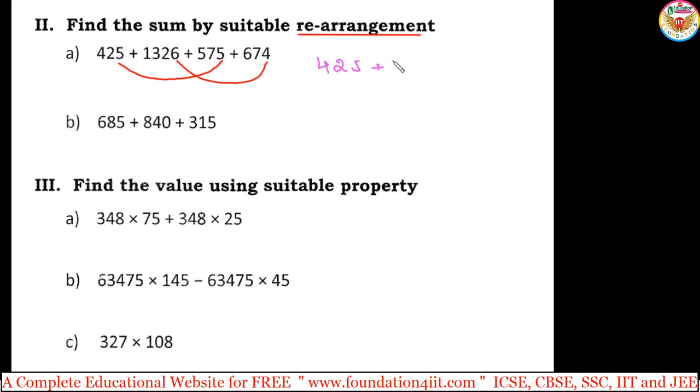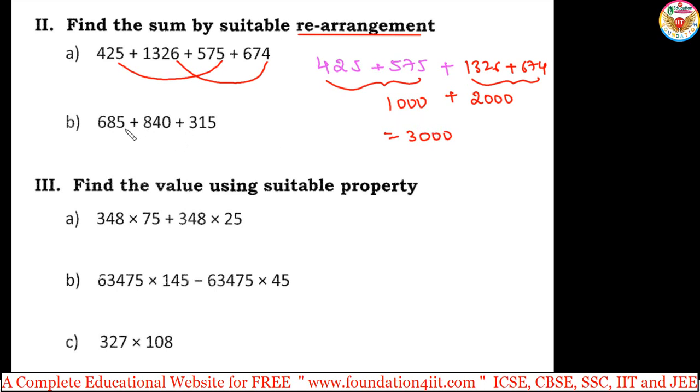That is 425 plus 575 is one set, plus the next one, 1326 plus 674. Okay, so we need to add these two first. You can take 400, 500, 900, 25, 75, so you'll get 1000. Normal addition you can do. These two you can add, will get 1000. These two you can add: 1326, 674. 1300, 26, so 2000. Do the addition, so the answer is finally 3000. There is a rearrangement to find the sum.